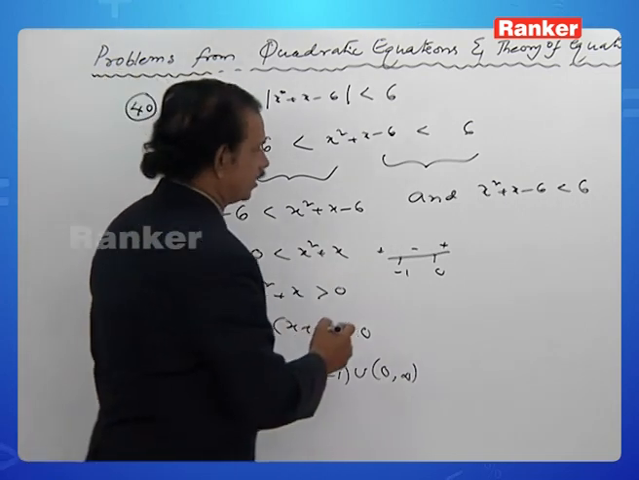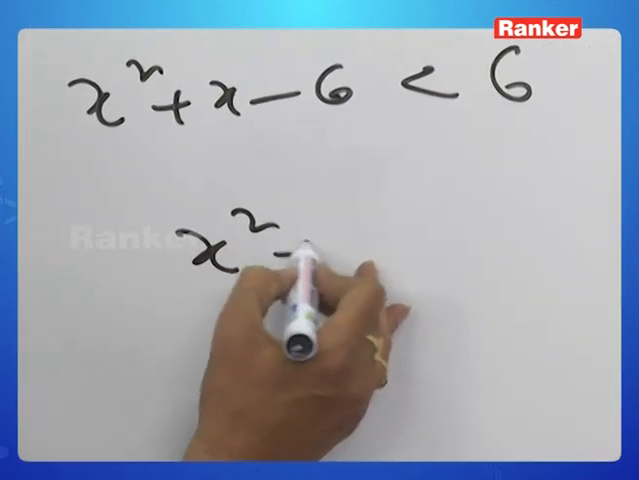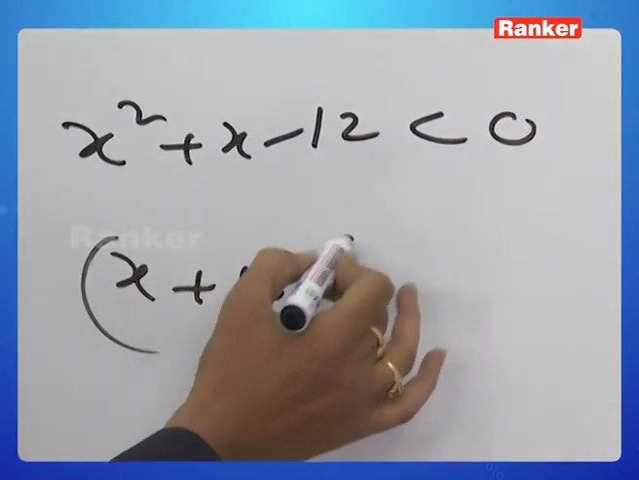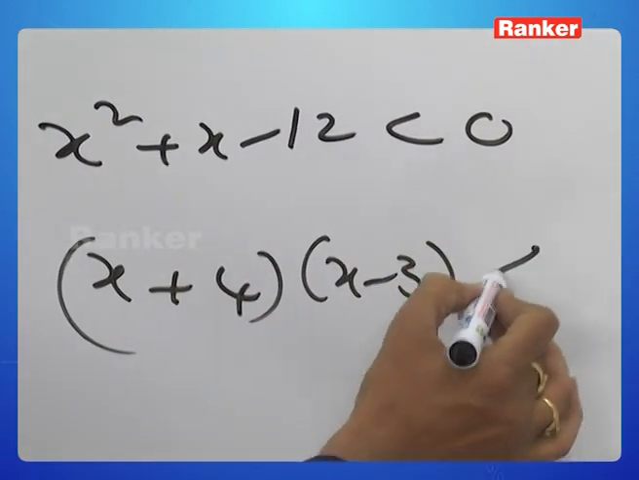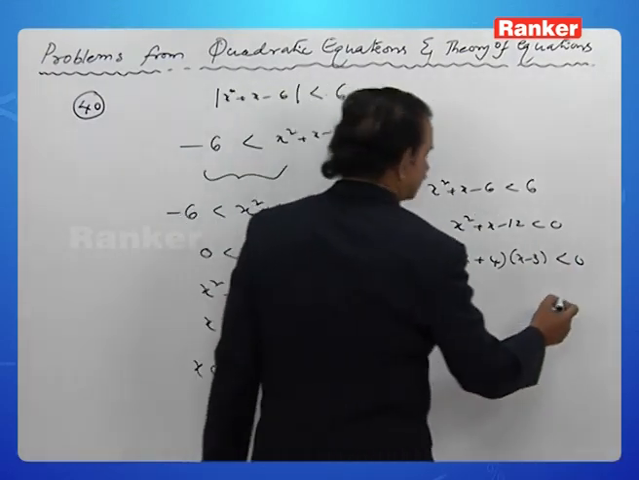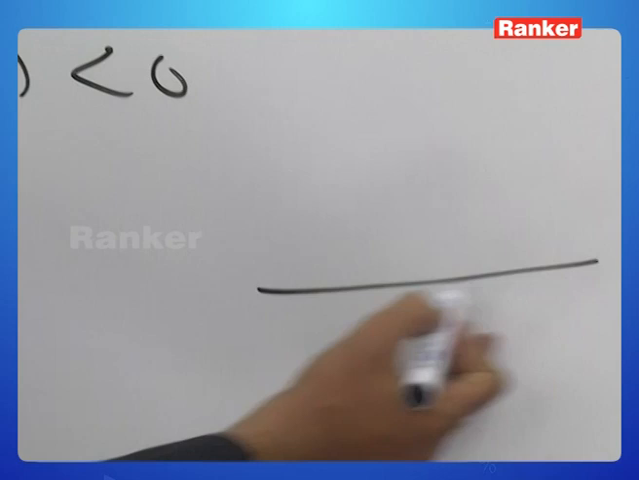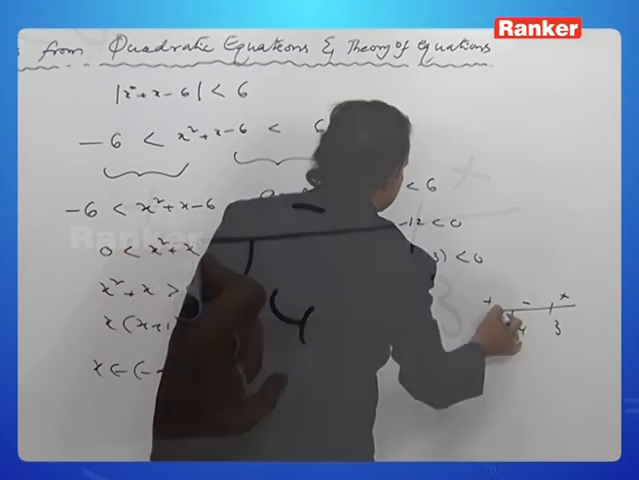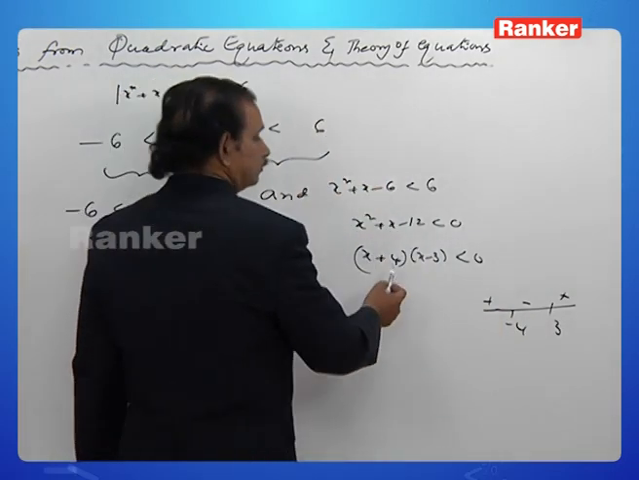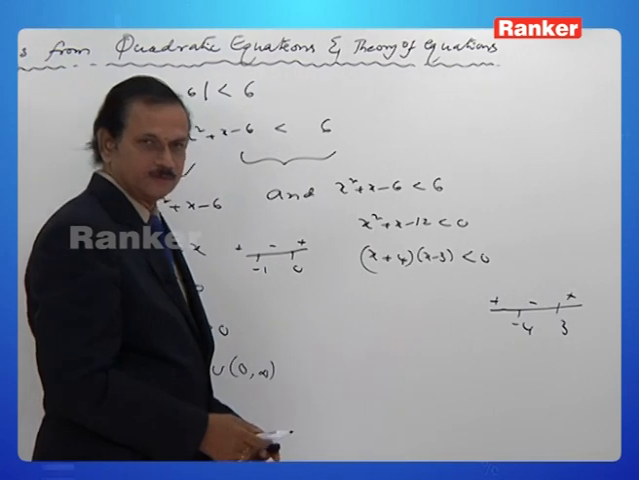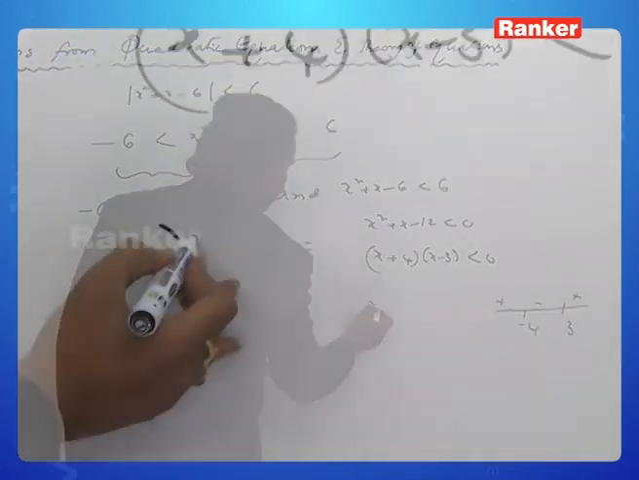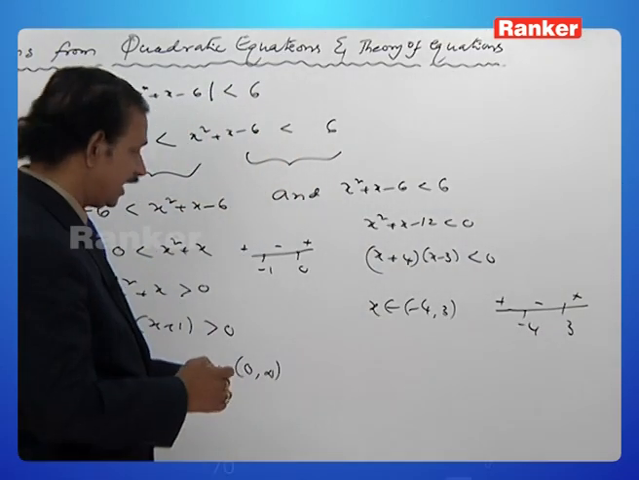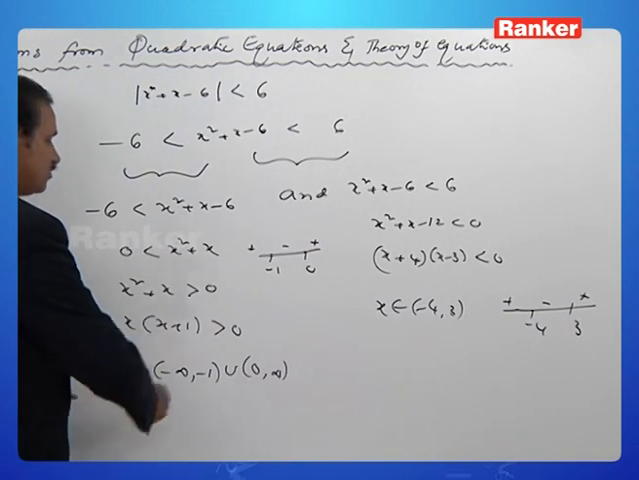Okay, let us observe that one. x square plus x minus 12 less than 0. That is x plus 4 into x minus 3 less than 0. Now let us apply this scheme of signs for this. Minus 4, 3, plus, minus, plus. Do you want to have this less than 0 or greater than 0? Less than 0. So for this, x should lie between minus 4 and 3.